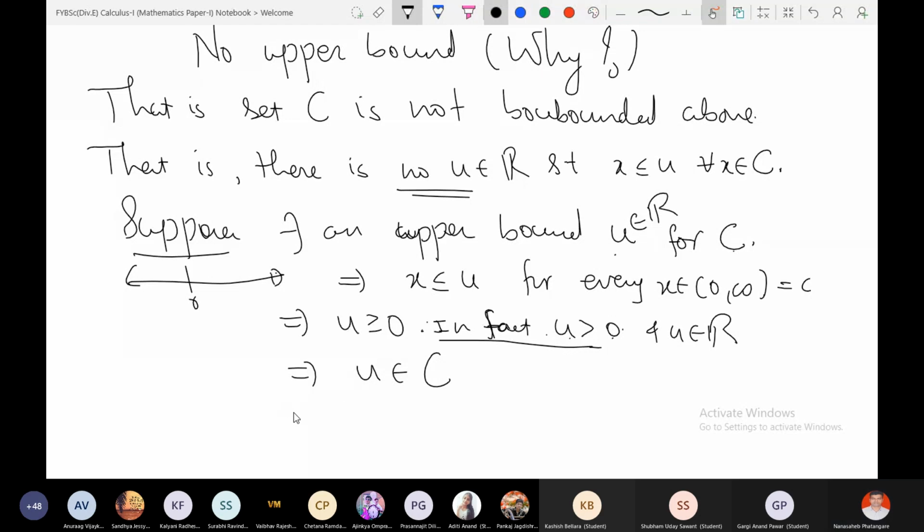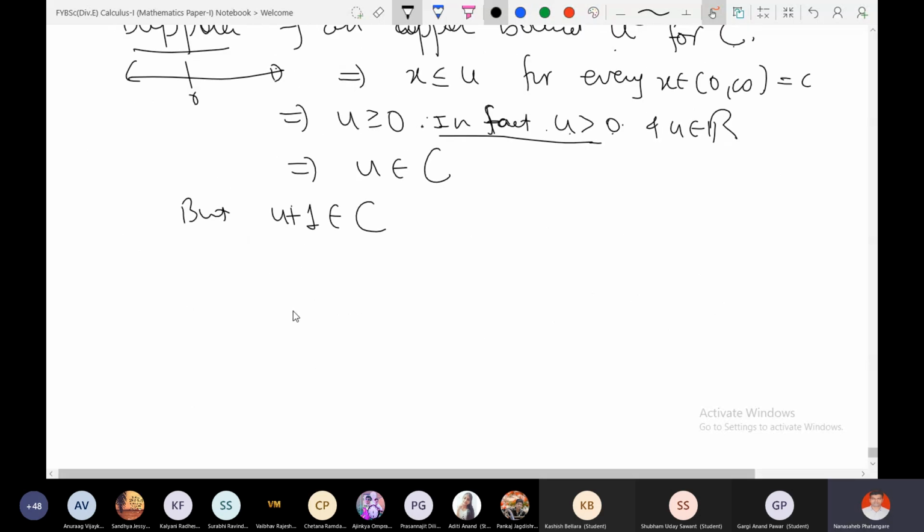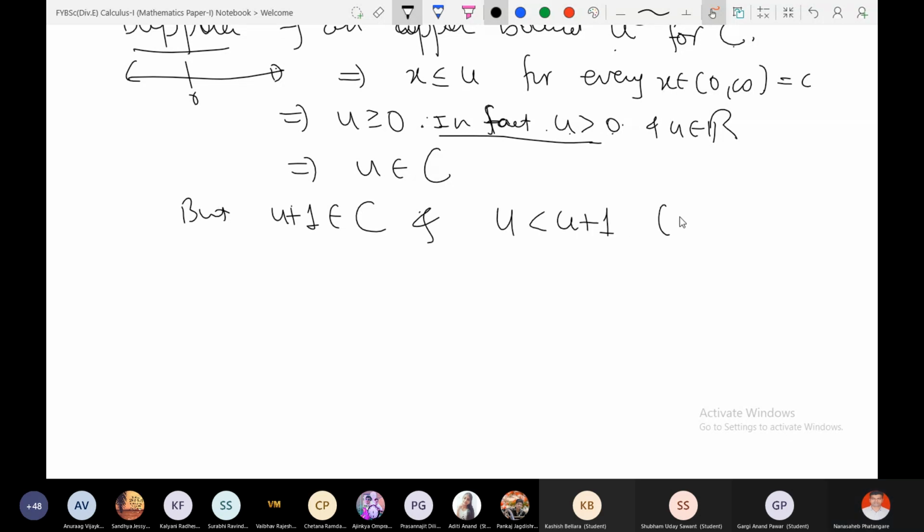Now, u plus 1 is also a member of C, because by definition of set C, C contains all the positive numbers. If we add 1, that is also a member of C. It is a set of positive numbers, 1 is positive, u is positive, so u plus 1 is positive, and u is less than u plus 1 by order properties.